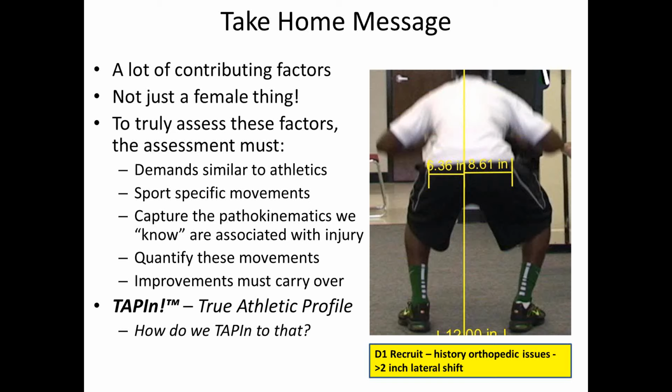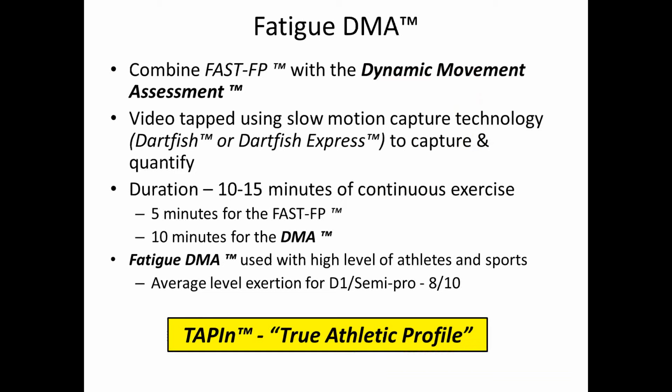And we have to be able to tap into the true athletic profile of the athlete. So how do we tap into that? That depends on the athlete. Sometimes it's just the dynamic movement assessment, and sometimes that's combining dynamic movement assessment with a fatigue protocol. That's exactly what we have done with the fatigue DMA. The fatigue DMA is simply the combination of a fatigue protocol called the FAST-FP. The FAST-FP was published in 2012 in the January issue of the Journal of Athletic Training, where they compared the FAST-FP with the slow-FP.